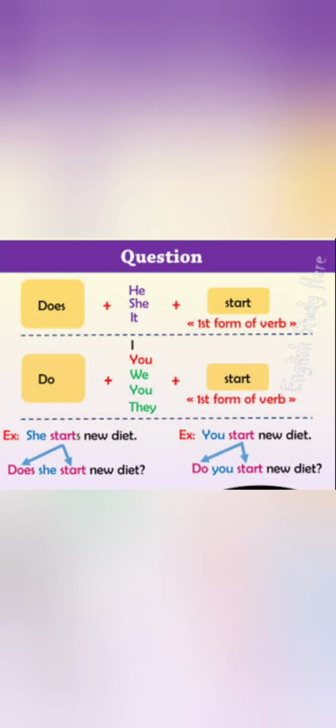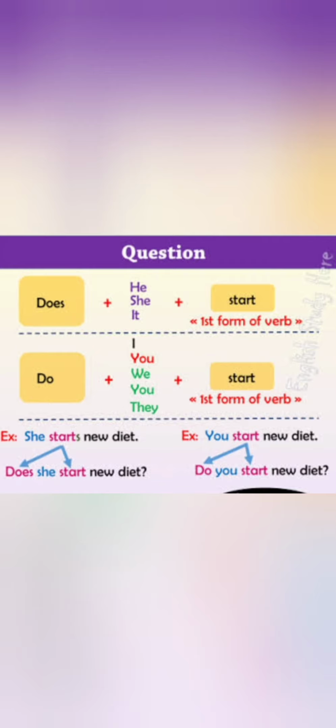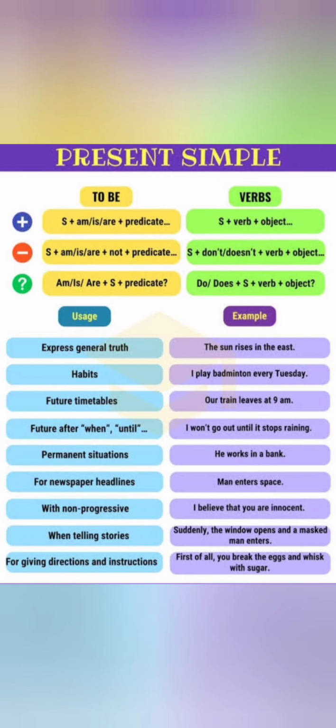For example, she starts new diet. When you ask it as a question, does she start new diet? Now look at the next example. You start new diet. Do you start new diet? So these are the rules for positive, negative and question form of the simple present tense verb. Now we will see the usage and its examples.